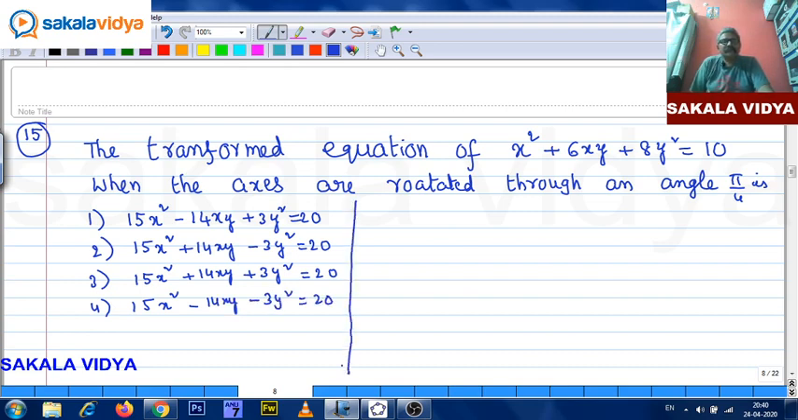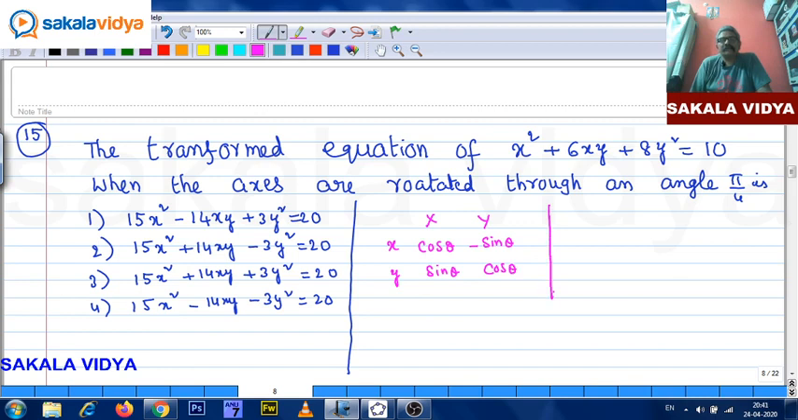So, this I will give as a suggestion to you and you do it at your home. That means now you need to find out the new coordinates and substitute in the given equation, and you get the transformed equation. So, that is why we need to do like this: capital X, capital Y, small x, small y. This is cos theta, minus sin theta, sin theta, cos theta.